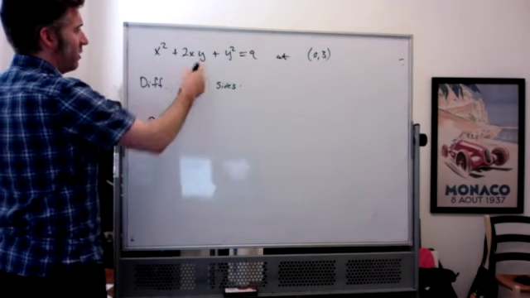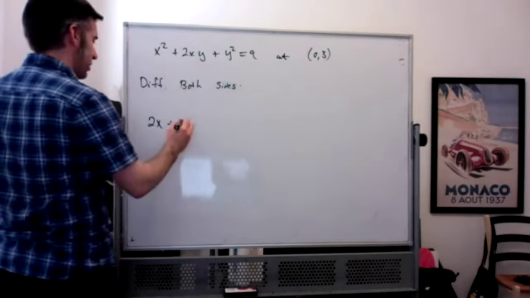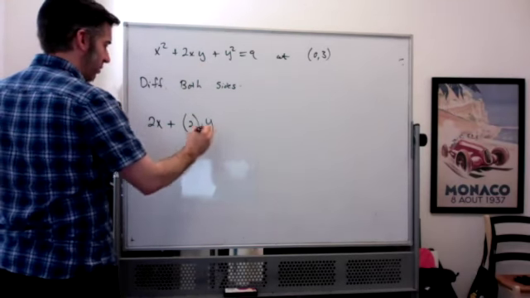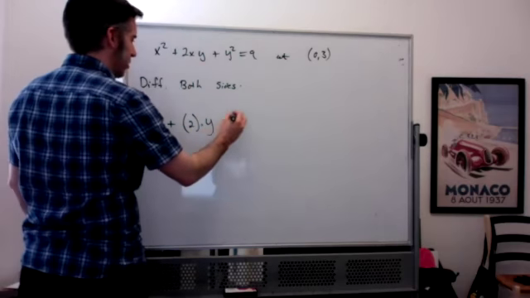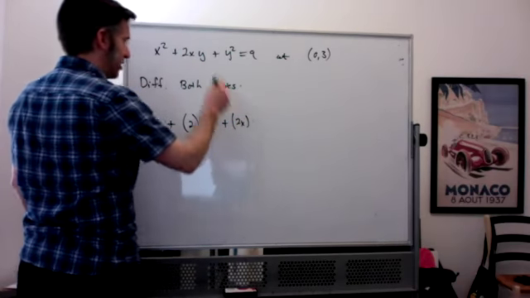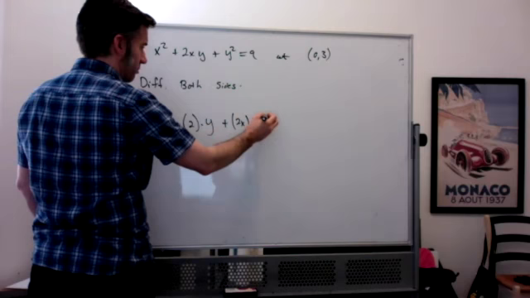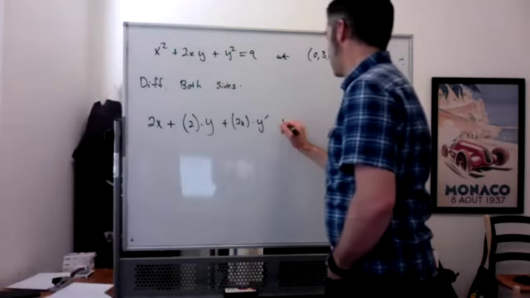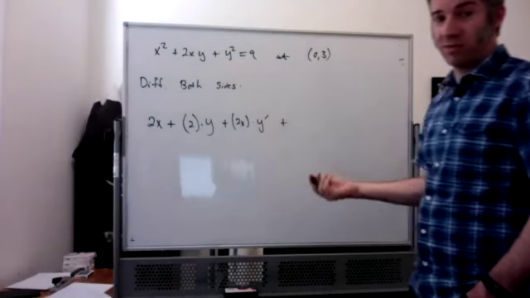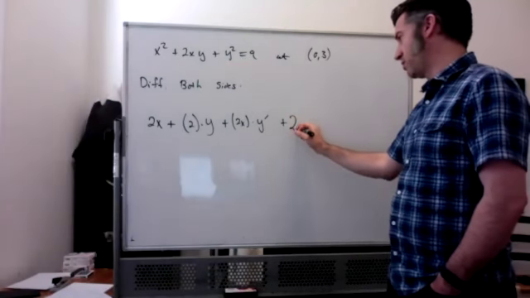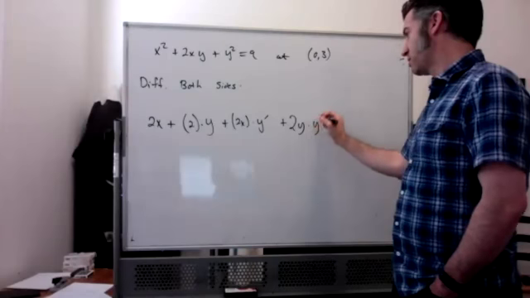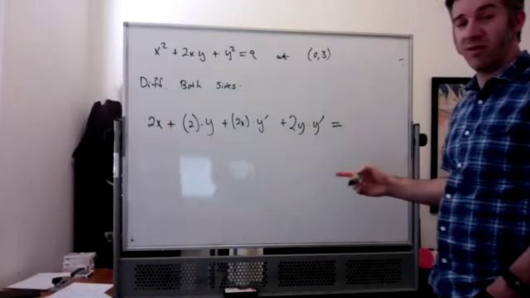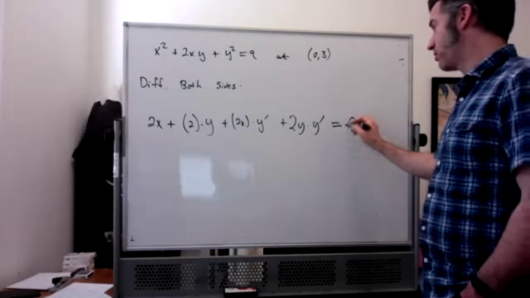The derivative of 2xy, we have to use the product rule. So it's the derivative of 2x, which is 2, times leave y alone. And then it's 2x times the derivative of y, which is y prime. The derivative of y squared, or some stuff squared, is 2 times our stuff times the derivative of the stuff. On the other side, the derivative of 9 is 0.